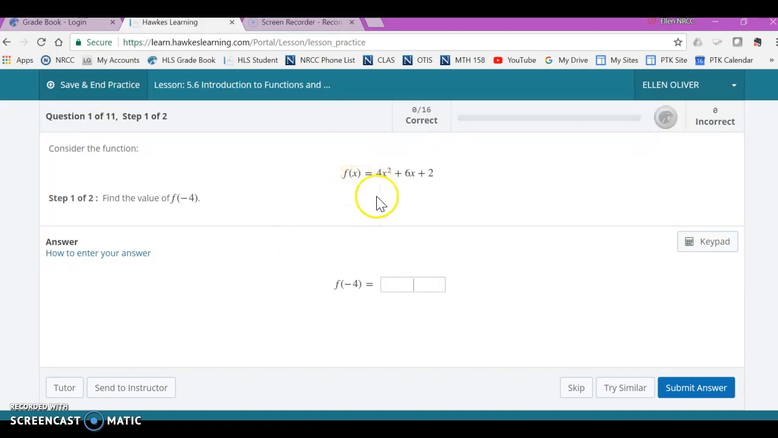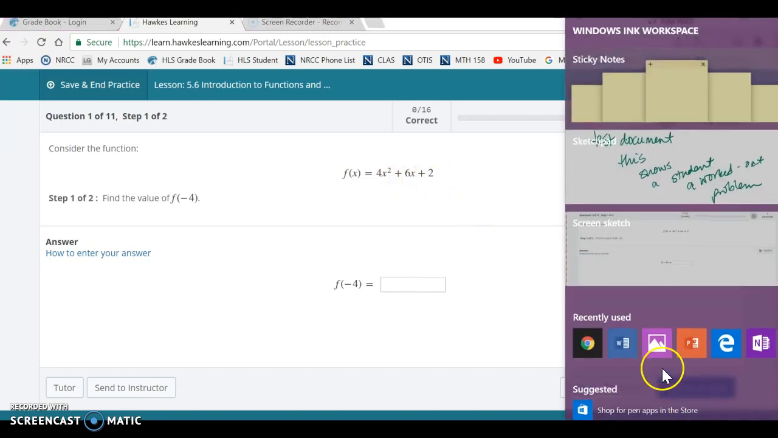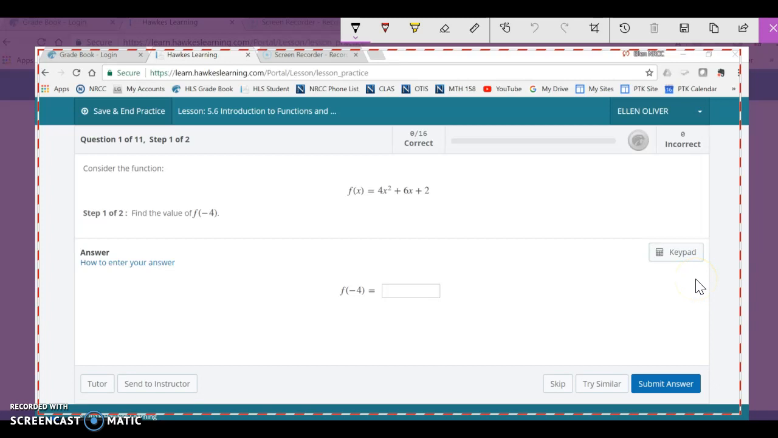All you're going to do here, this is a function that says f of x is 4x squared plus 6x plus 2. In other words, whatever you put in for x, it's going to generate a value. You're going to square it, then multiply it by 4, multiply it by 6, add those two together, and add 2. So it's not overly challenging. f of negative 4 is what they're looking for.